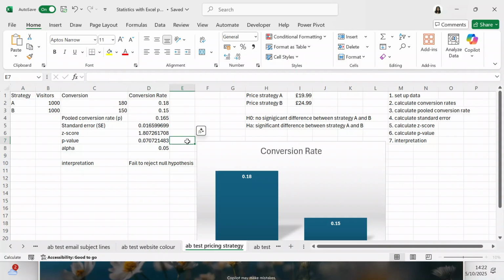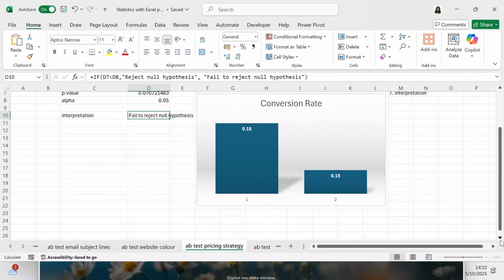If you've watched my previous videos, you will know that if the p-value is greater than 0.05, you're going to fail to reject the null hypothesis. And if it's less than 0.05, you're going to reject the null hypothesis. But we're going to interpret it. So if D7, that's your p-value, is less than D8, that's your alpha or your significance level, you're going to reject the null hypothesis. Otherwise, you're going to fail to reject the null hypothesis. So in this instance, we're going to fail to reject the null hypothesis, which means there is no significant difference between strategy A and strategy B.